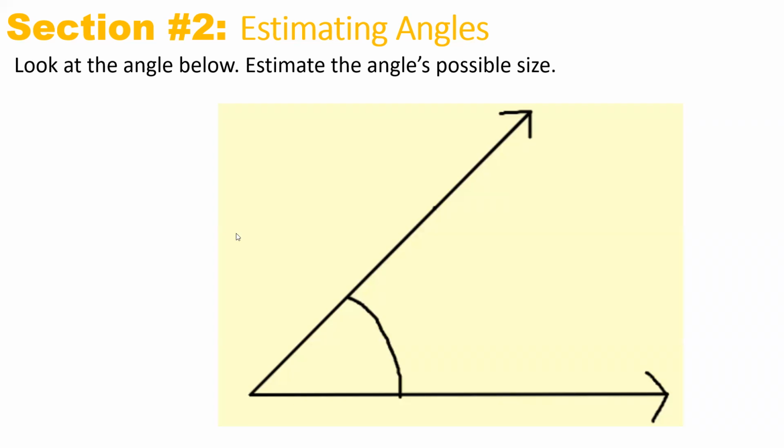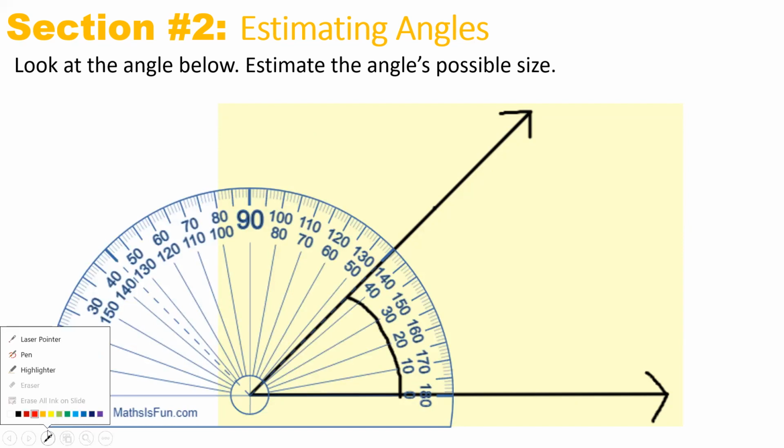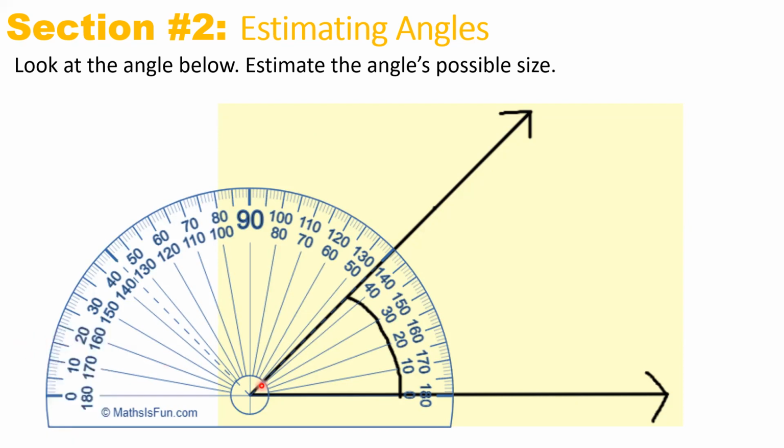All right, so let's put a protractor on this thing. Notice how we're going to read this protractor, because some persons just read it wrong. If we are on the right, then we go on the inside. If we are on the left, then we go on the outside. So right, inside, left, outside.